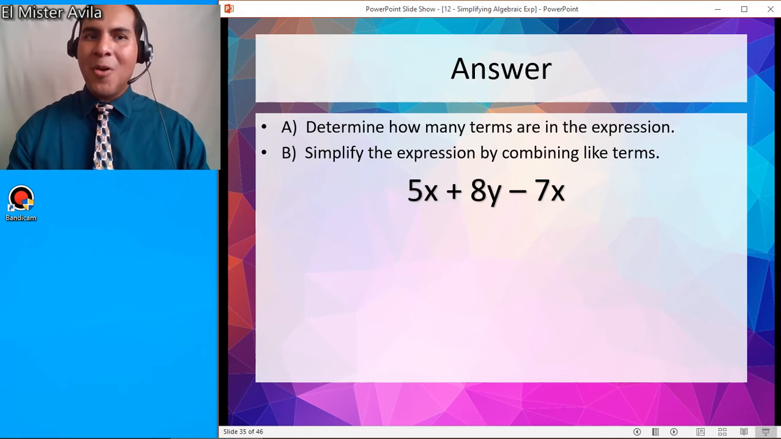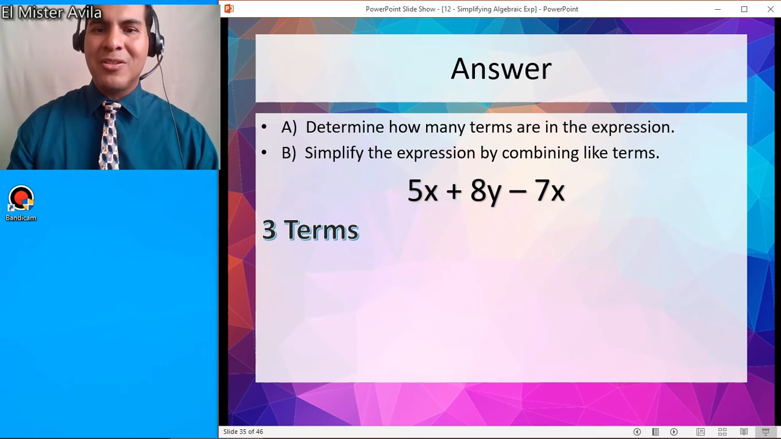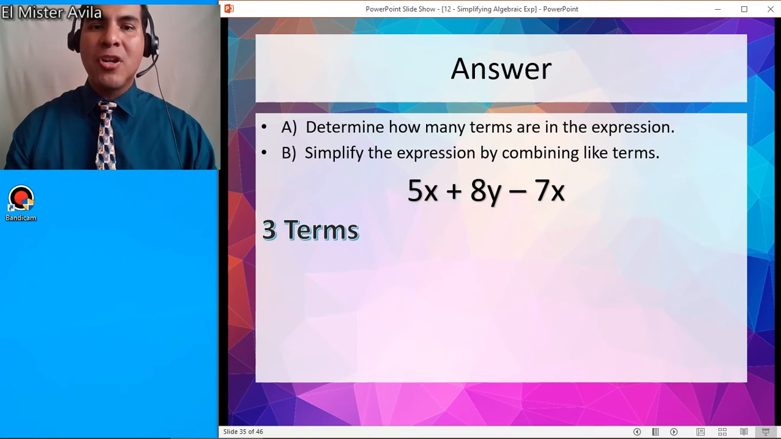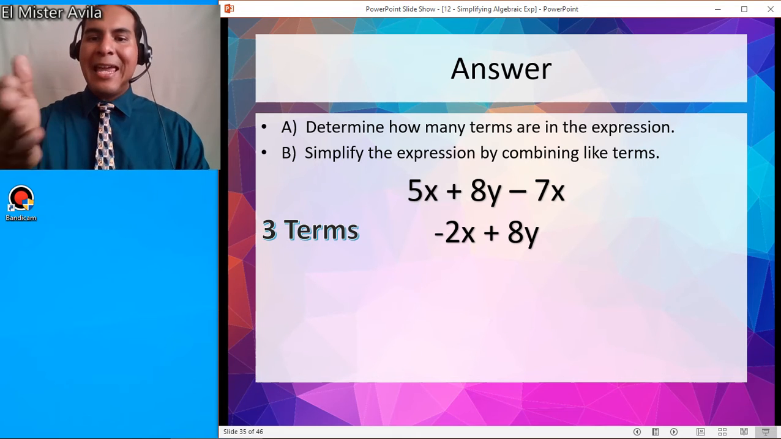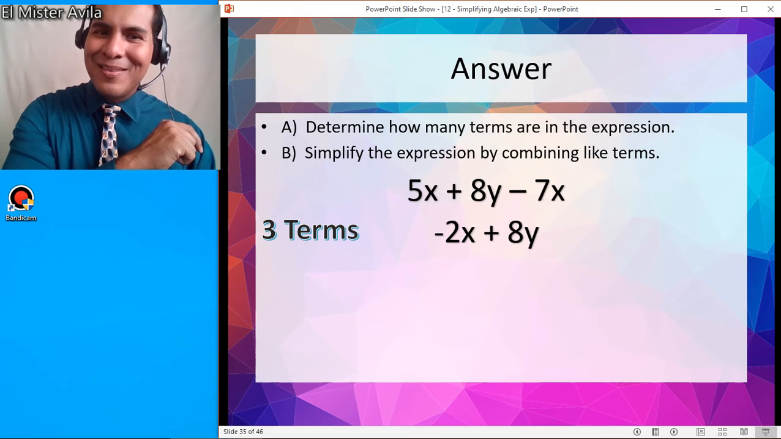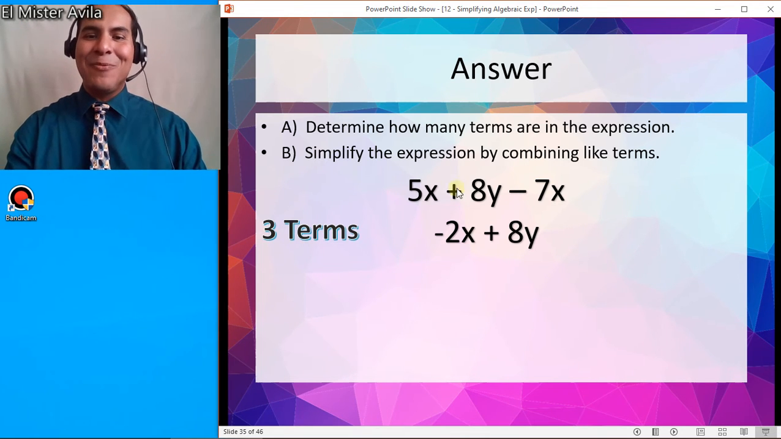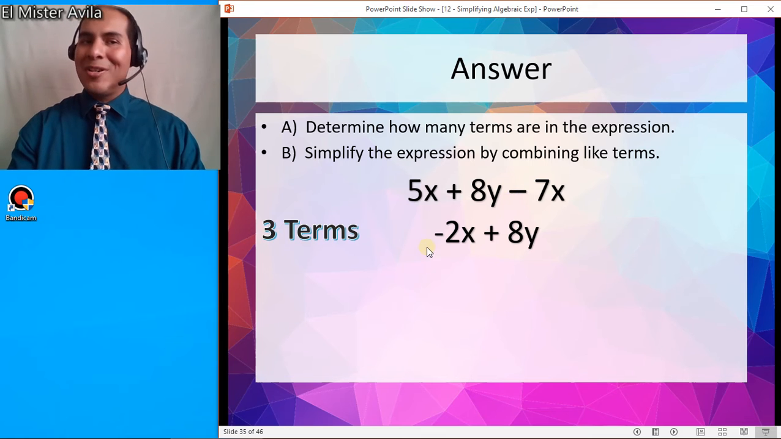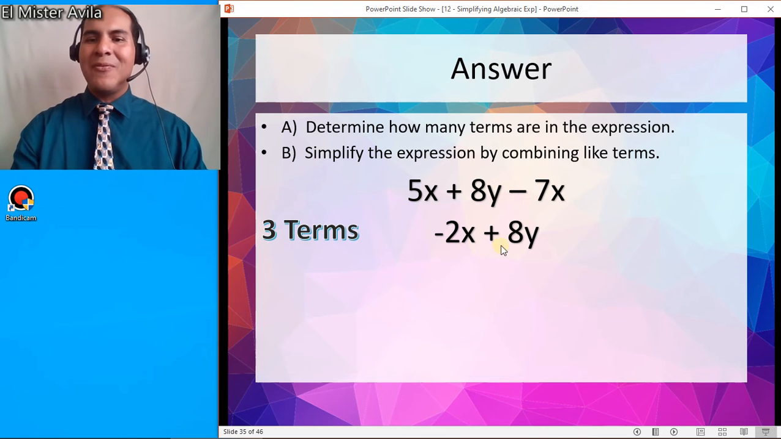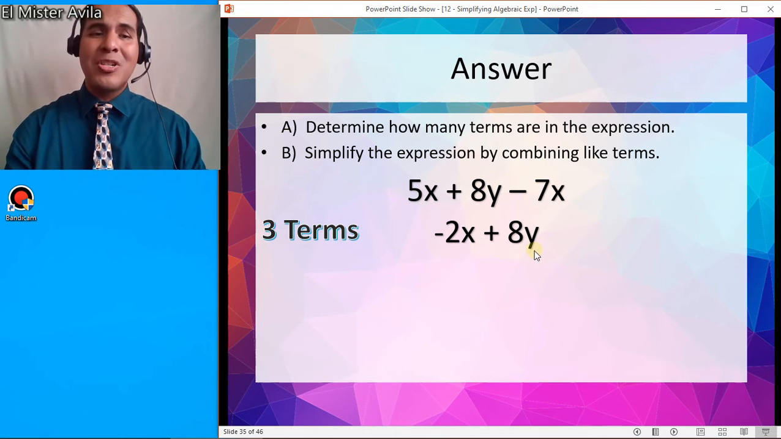Okay, how many terms are there? Hopefully you said 3 terms. Correct, 3 terms. And what did you get for your simplified answer? Negative 2x plus 8y. Did you get that negative? I hope you didn't just do 7 minus 5 gives you 2, because in this case, it was 5 minus 7, which is negative 2. So our answer is negative 2x plus 8y. The 8y, poor guy, didn't have any like terms. We just brought it down.